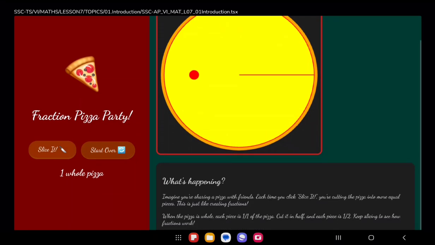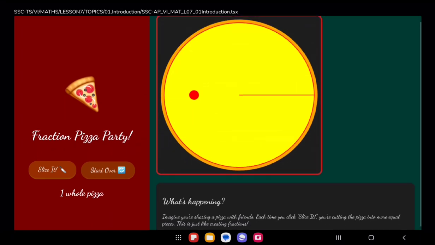Now when this pizza is whole, each piece is 1 out of 1, or we can say that we have only one piece, right? When we cut it in half, each part will represent one half of it, or 1 out of 2 equal parts, right? Now similarly, if I slice it up again, so each piece is going to represent one piece out of 3 total pieces, right? We have 3 total pieces here, so 1 out of 3. Here you can see on the bottom left, it is showing us the fraction.